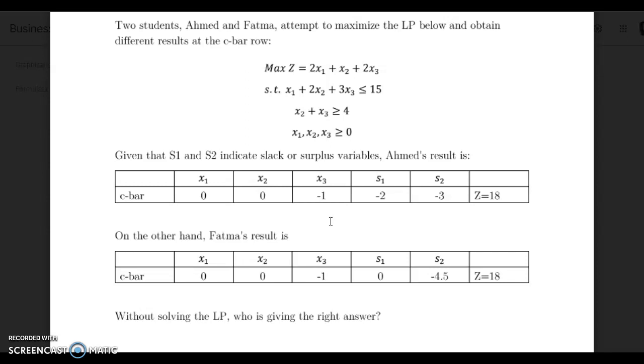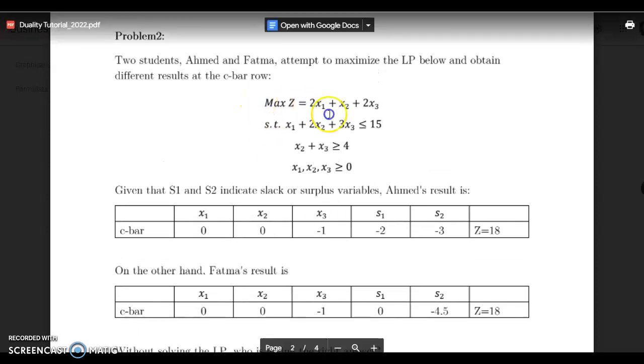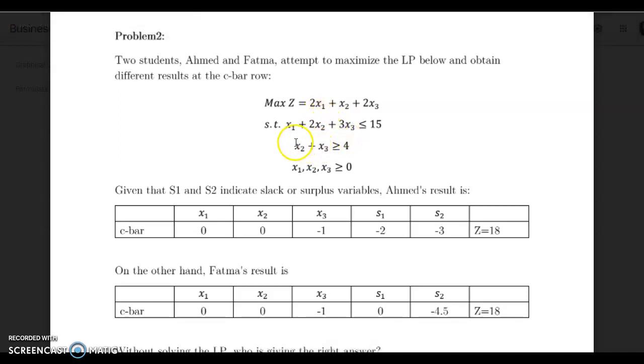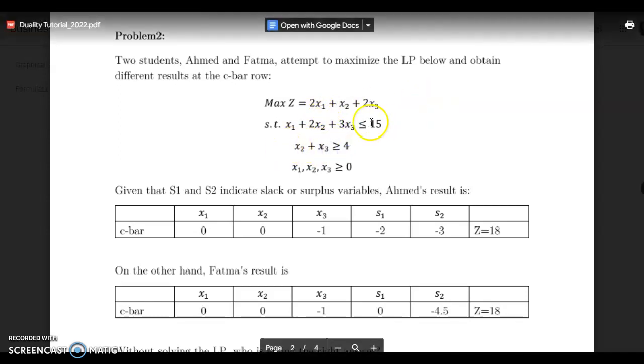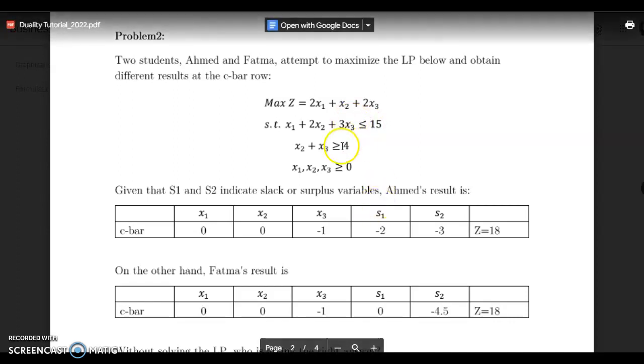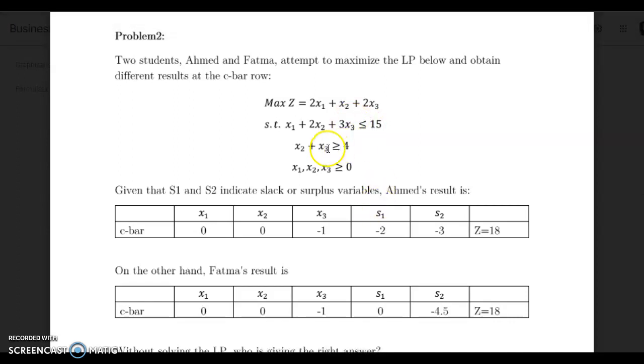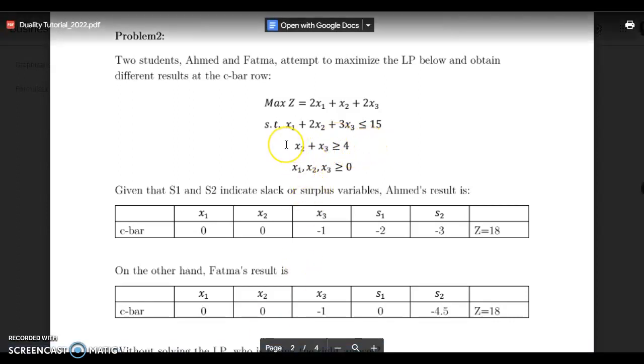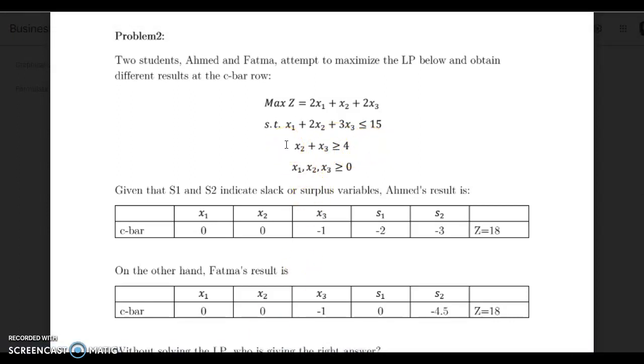So we're asked to tell who is giving the right answer out of the two students without doing calculations. So the first thing we should look at is the problem. It's a maximization problem, however, it's not in the canonical form for the second constraint. As you know, for maximization problems, we ideally have lower or equal signs in the constraints. So here the second constraint is not in the canonical form. We should keep that in mind for later.